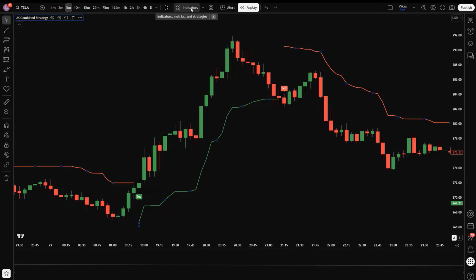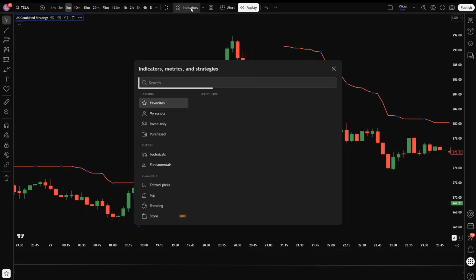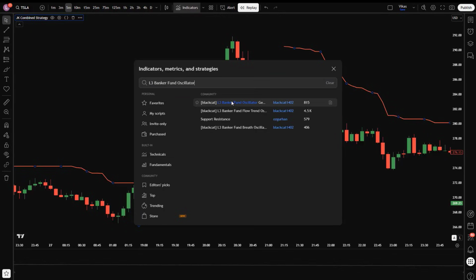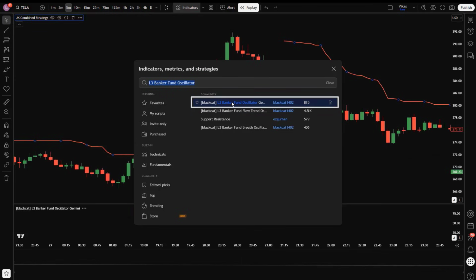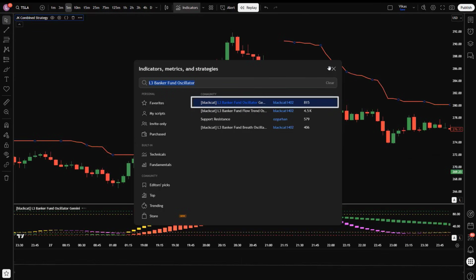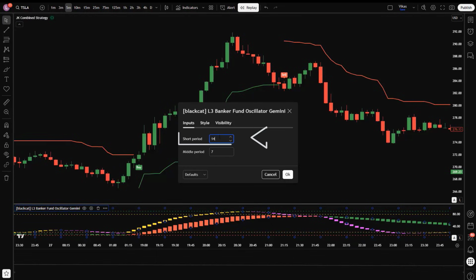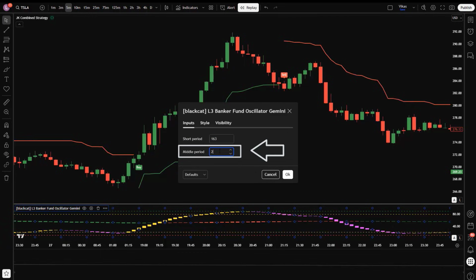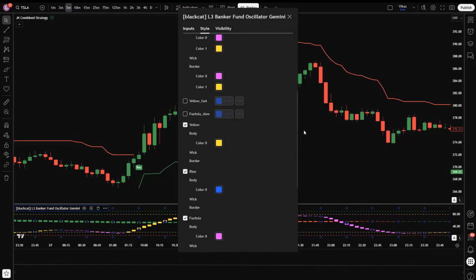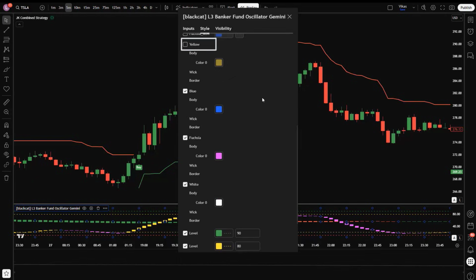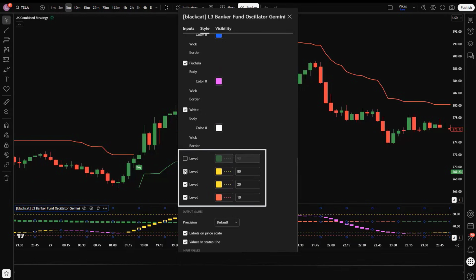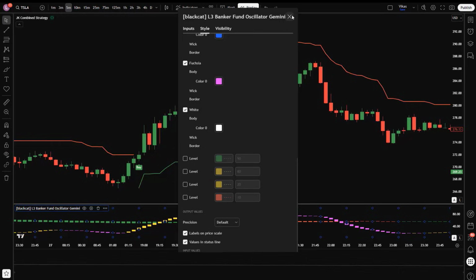Let us now understand the trading setup. We will search the L3 Banker Fund oscillator in the search box of Tradingview. After that, we have to click on the L3 Banker Fund oscillator option, in which we have to change some settings. We have to change this short period option from 14 to 163. We have to change this middle period option from 7 to 20. We need to hide these options. Now our setup is ready.